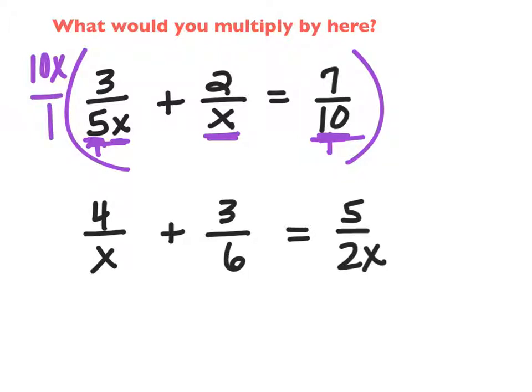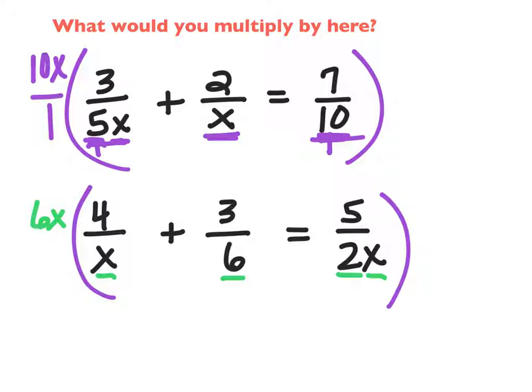Okay, in the second one, same thing, I'm going to look at the denominators. All right, and I'll look at the coefficients first. I see 6 and 2. Well, both of those will go into 6, so I'm going to for sure multiply by 6. And then I also have these x's again, so I need to multiply by x, 6x.